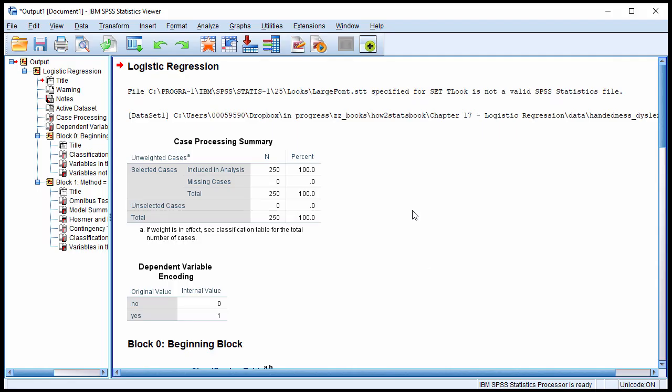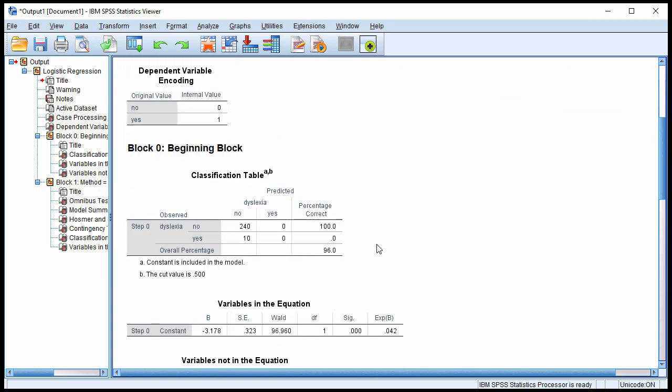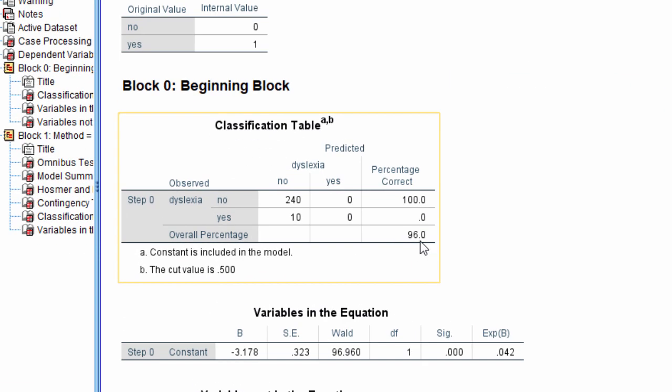This goes back to the binary logistic regression, using handedness to predict dyslexia. This was the null model, where there was 96% classification accuracy based only on the descriptive statistics, which is not impressive in this case because the vast majority of people didn't have dyslexia. So it's easy to make a prediction. You could just say people probably don't have dyslexia, and you'll be accurate in a large percentage of cases.